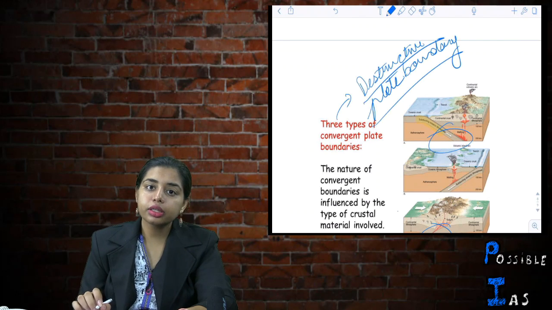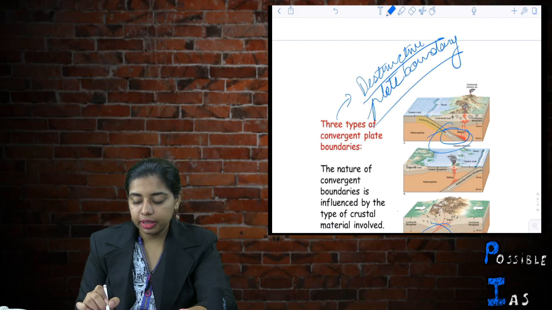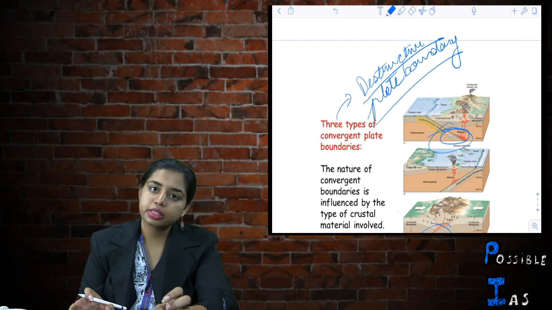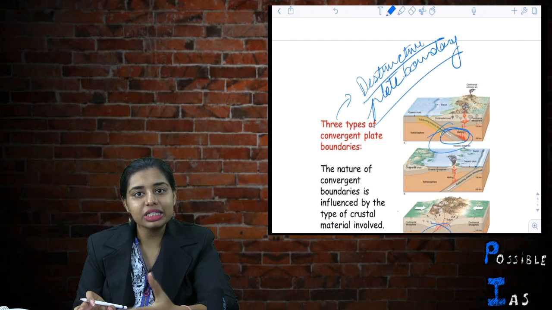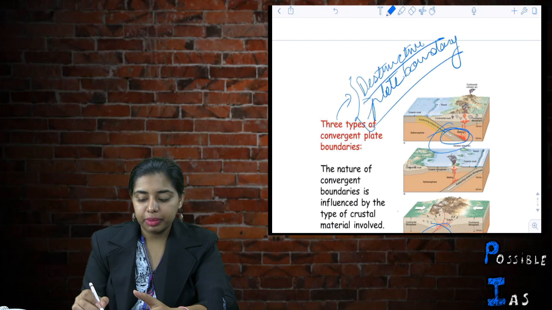Okay, so here the crust is the older crust. It is going down, it is subducting and it's melting, hence the crust is depleting. So this is known as a destructive plate boundary.